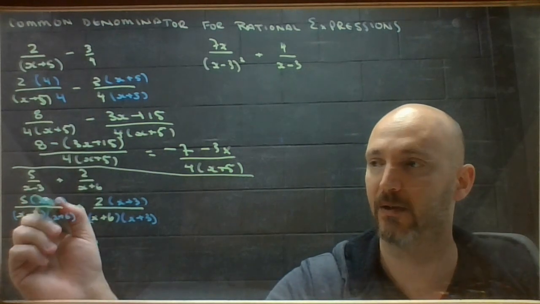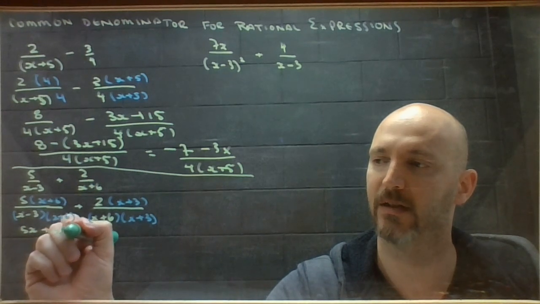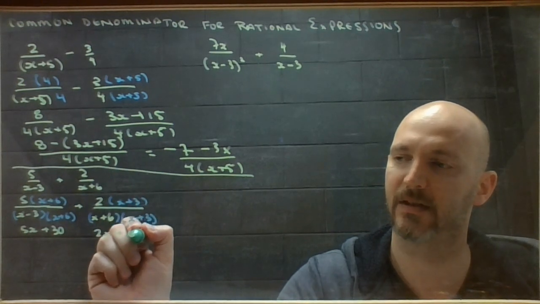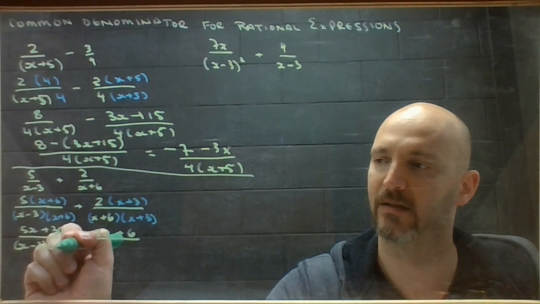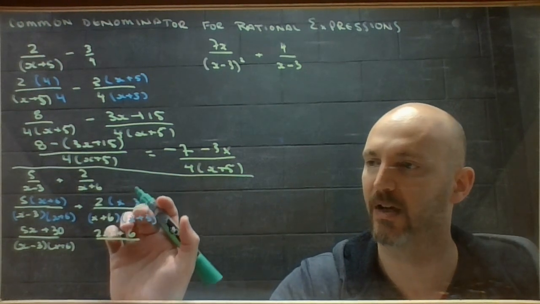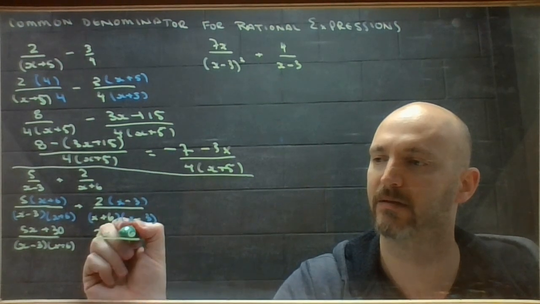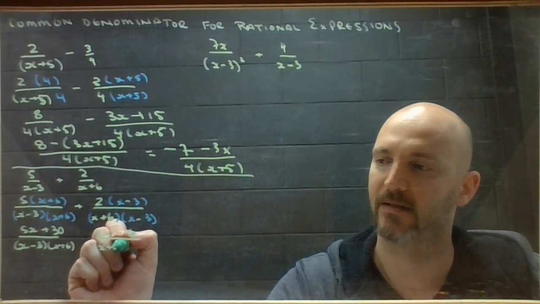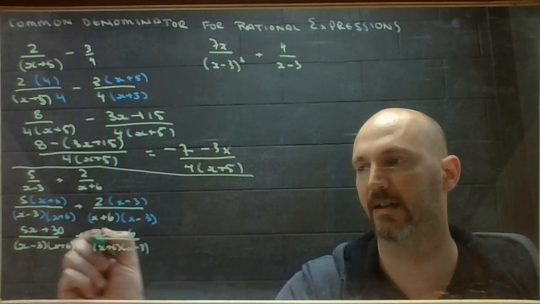So if I multiply this out, a 5 and an x is 5x. A 5 and a 6 is 30. 2 and an x is 2x. 2 and a 3 is 6. And both of these are over x minus 3, x plus 6. Oh, that should be a subtract then. That makes that a subtract. Apologies. This one is x plus 6 over x minus 3. And those two fractions are added together.